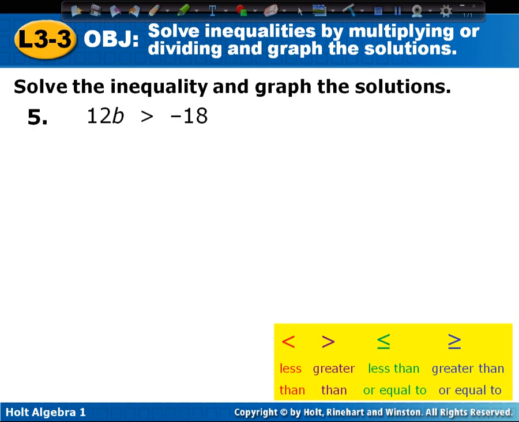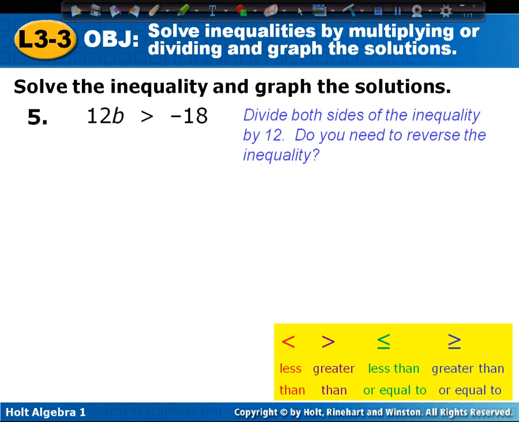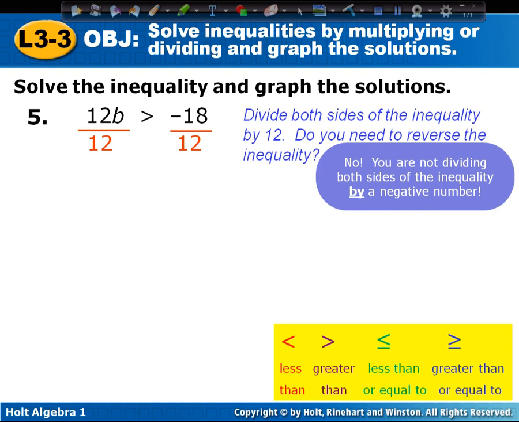All right, so go ahead and write down number 5. 12b is greater than negative 18. Here I need to get the b by itself, so I need to move the 12, and the 12 and the b are being multiplied, so I'm going to divide. And here I'm not dividing by a negative number, I'm dividing by a positive 12, so my inequality symbol is going to stay the same. b is greater than negative 1.5.